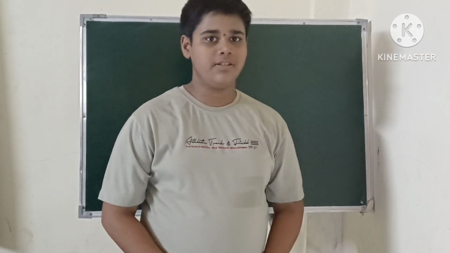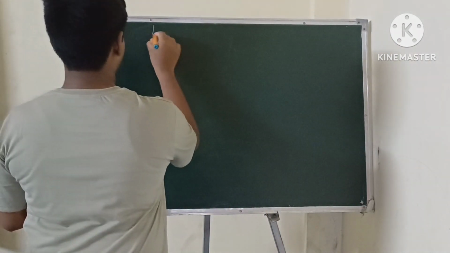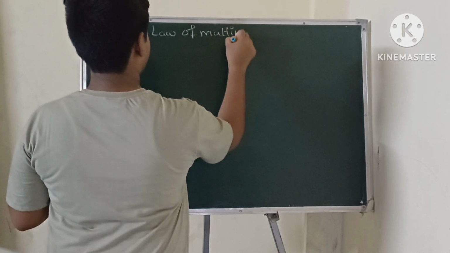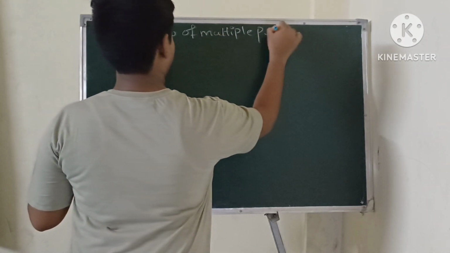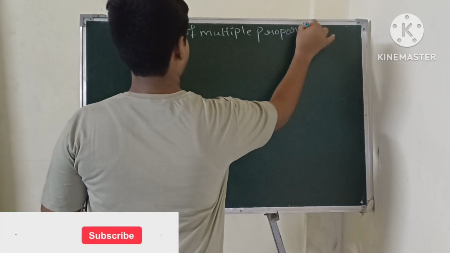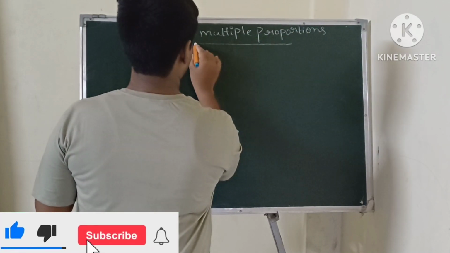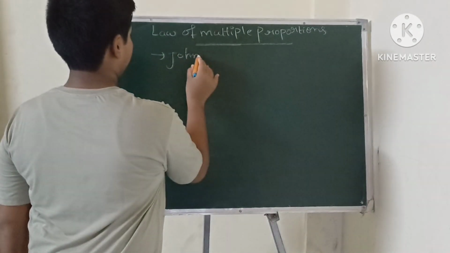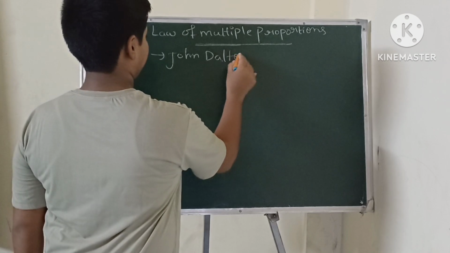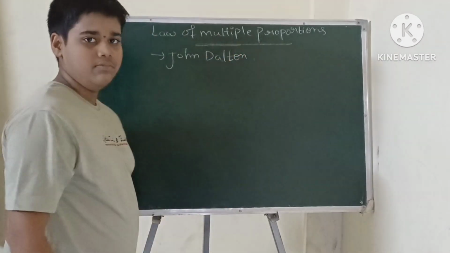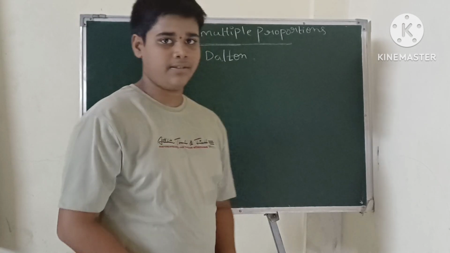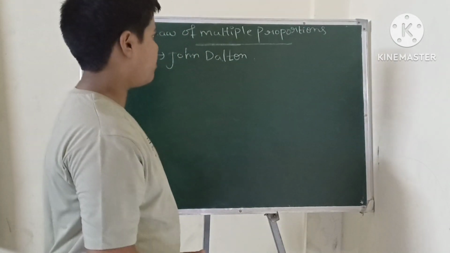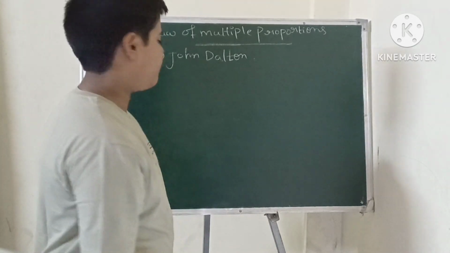Today I will explain the law of multiple proportions. This law was invented by John Dalton, and this law states that... before going to the definition, there is no use of the definition, so directly examples.